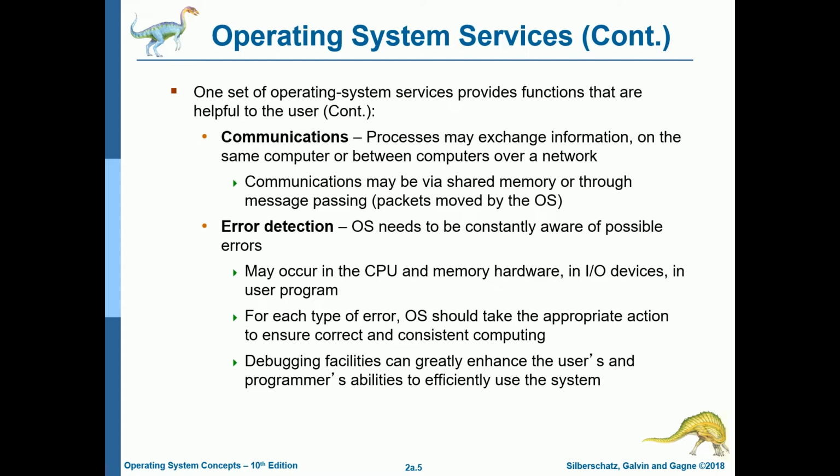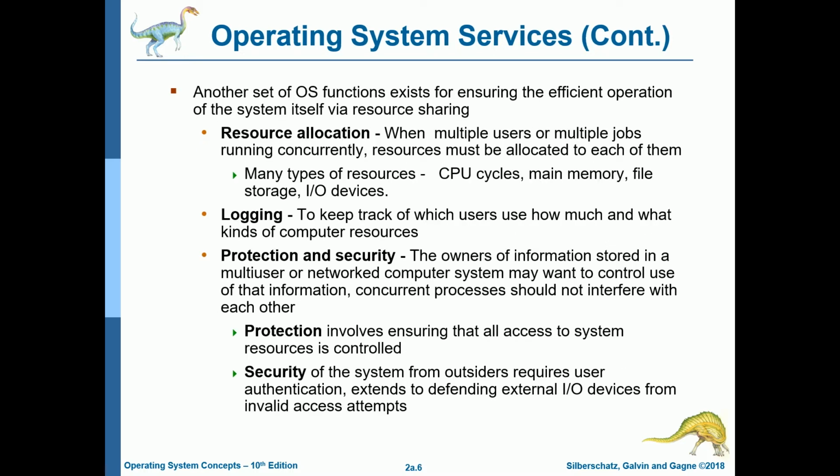Users also expect error detection. The operating system needs to be able to detect and correct errors constantly. And errors can occur in the CPU, the memory, the hardware, I/O devices, and all sorts of places. Now, for each one of those types of errors, the operating system should take the appropriate action to ensure correct and consistent computing.